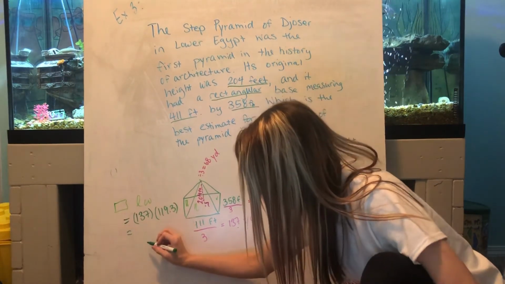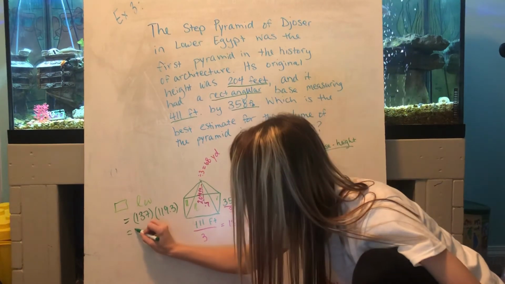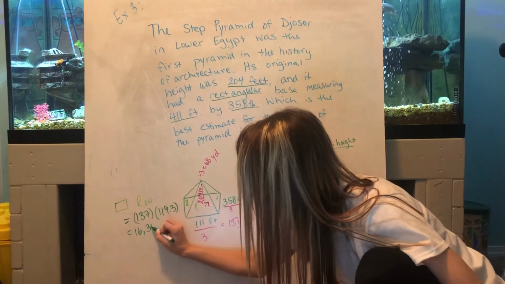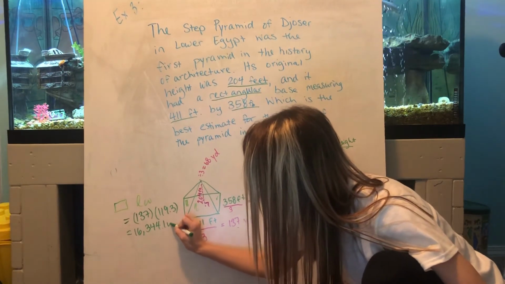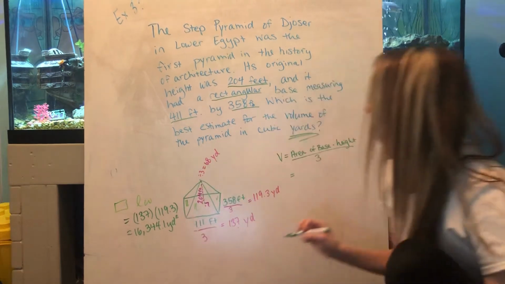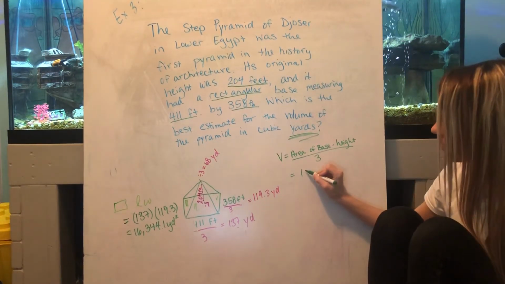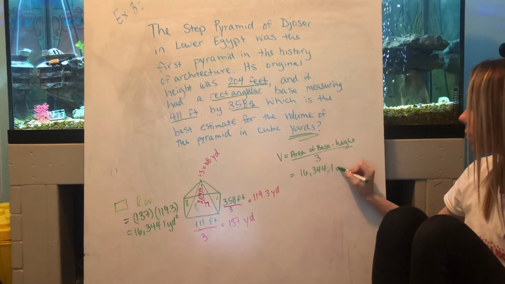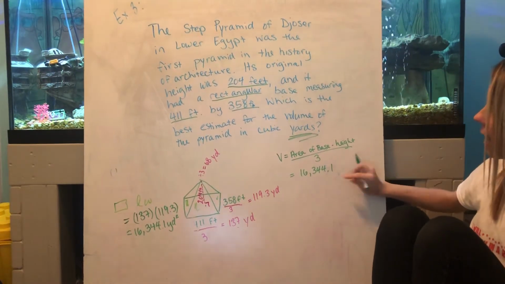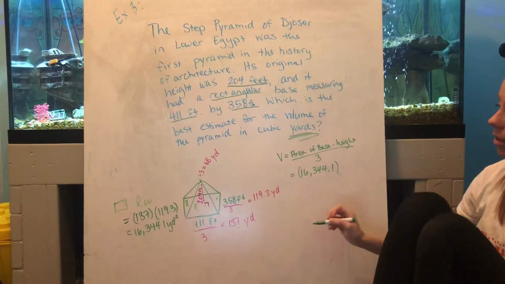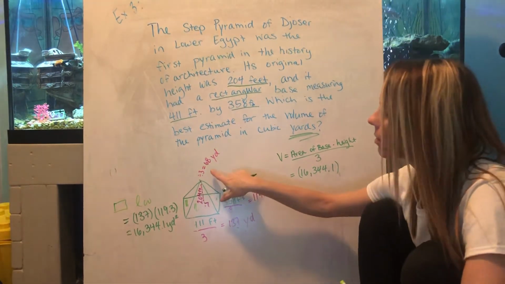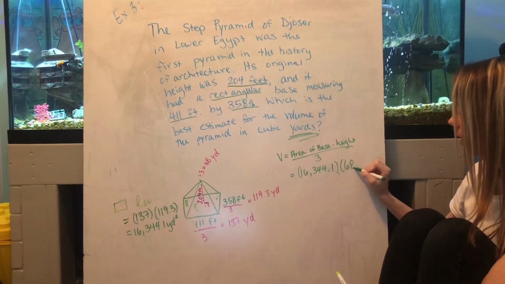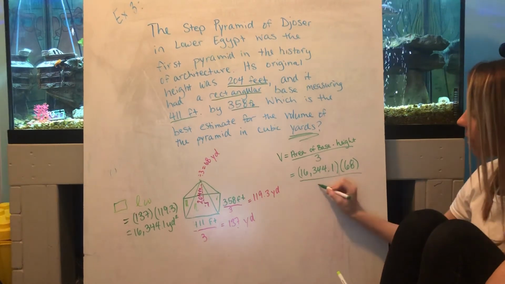So we get for our area 16,344.1 square yards. So that's the area of our base, 16,344.1 square yards. And then the height of our pyramid they gave us, but we had to convert it to yards, was 68 yards. So we're going to multiply that by 68 and then divide it all by 3.